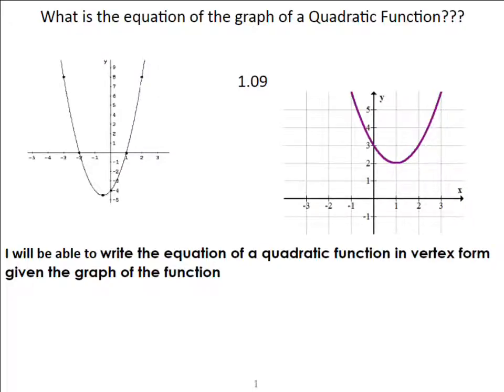All right, so take a minute and pause this video. And I want you to write down the SWBAT statement real quick in your notes. I will be able to write the equation of a quadratic function in vertex form given the graph of the function. Basically, you can do this if you're given a vertex and a point on a curve on the quadratic, okay? There's just two things that you require, the vertex and some point.